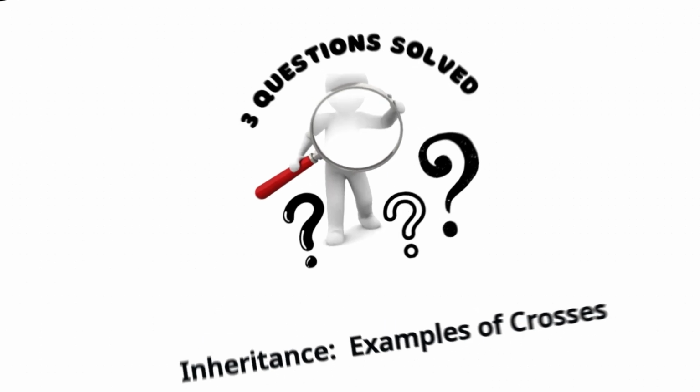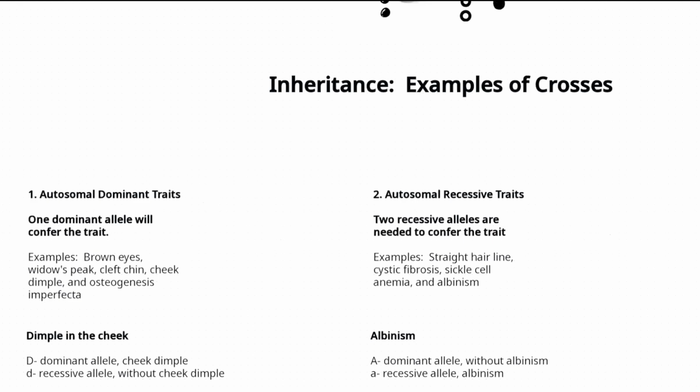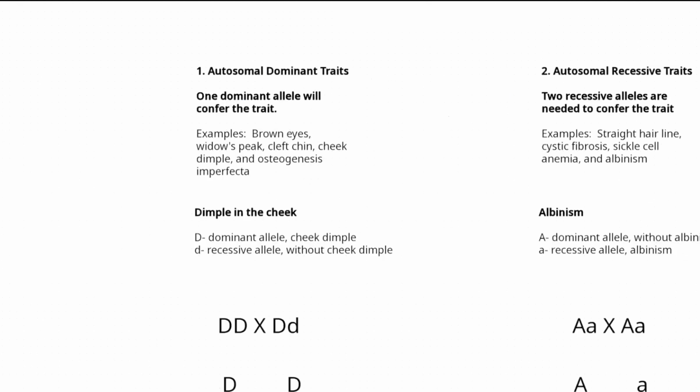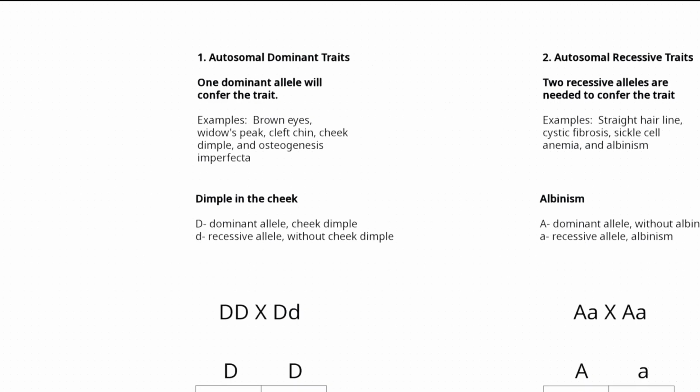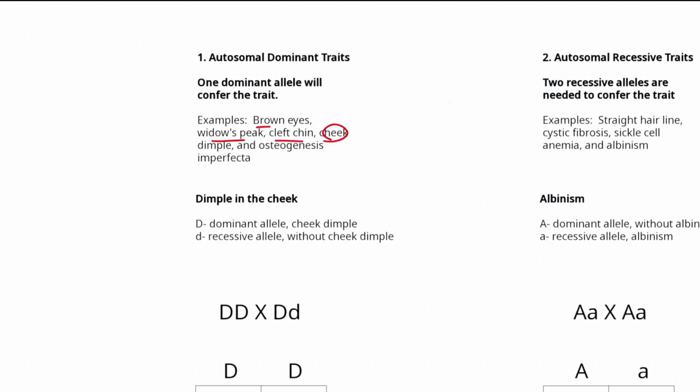The first one we'll do is autosomal dominant inheritance. And in this case, one dominant allele will confer the trait. Examples of autosomal dominant traits include brown eyes, the widow's peak, cleft chin, cheek dimple, that's the one we'll do, and osteogenesis imperfecta.